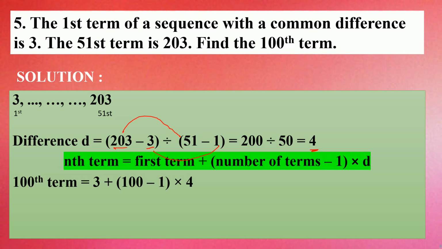The nth term is equal to the first term plus number of terms minus 1 into d. We need to find the 100th term. So the 100th term is equal to 3 plus 100 minus 1 into 4. Let us solve the equation. 3 plus 100 minus 1, we are going to take 4 and do the distribution. 4 into 100 is 400, minus 4 into 1, 4. 400 minus 4. So we get 399. So the 100th term is 399.